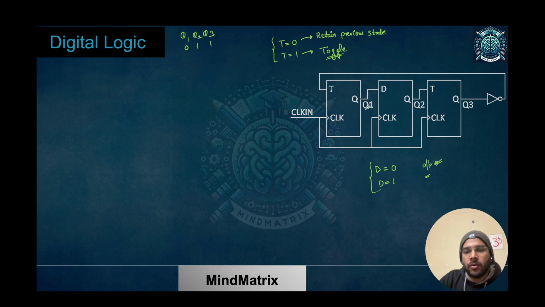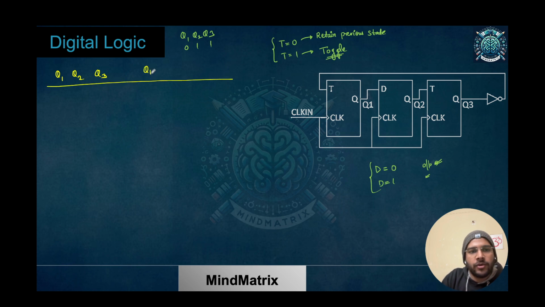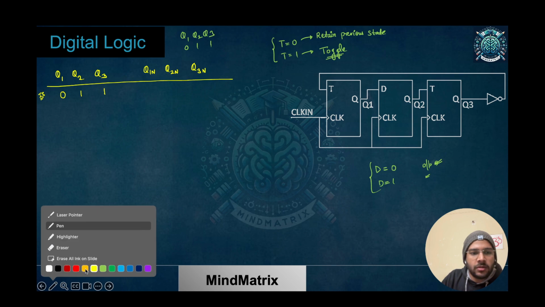So we need to find the next state, right? So I can write here we have Q1, Q2, Q3, and here we have Q1n, Q2n, and Q3n. So Q1n, Q2n, and Q3n represent the next state. Okay. Now carefully see here, the initial state that is given in the question is 0, 1, 1. Okay, initial state is 0, 1, 1. Now in order to solve this, we need to first write the equations.